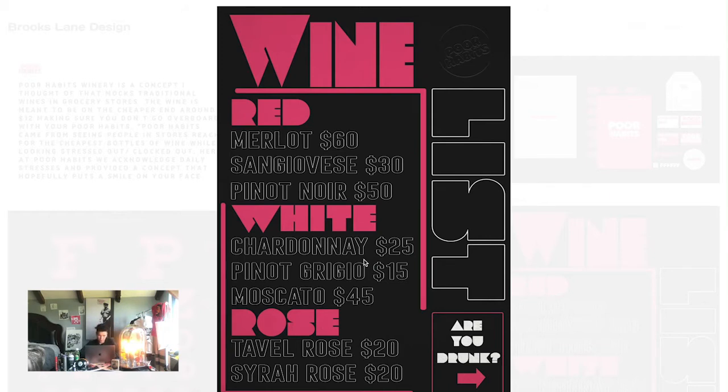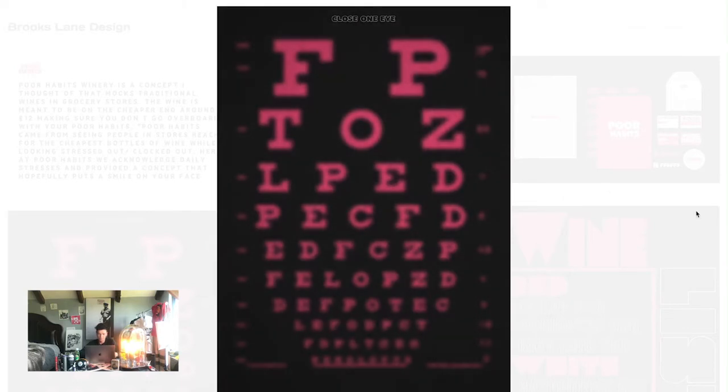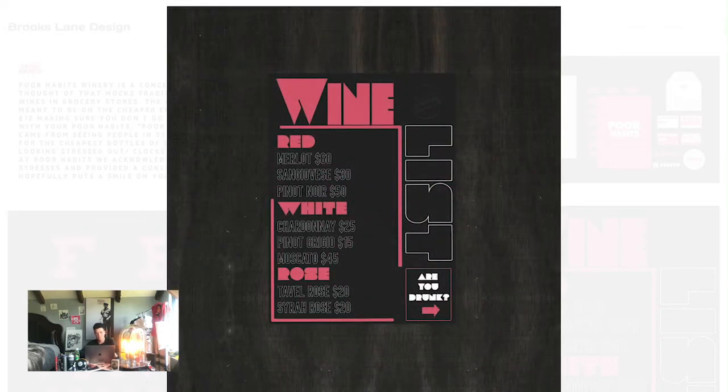But a little wine template, or wine menu. So if you went to the Poor Habits Winery, then this is the menu you would get. And then the back of it, if you're drunk, it's all blurry. I found it amusing. So here's what I made in Cinema 4D. I got this wooden grain texture from Corona Textures. This is using Chrono Renderer.